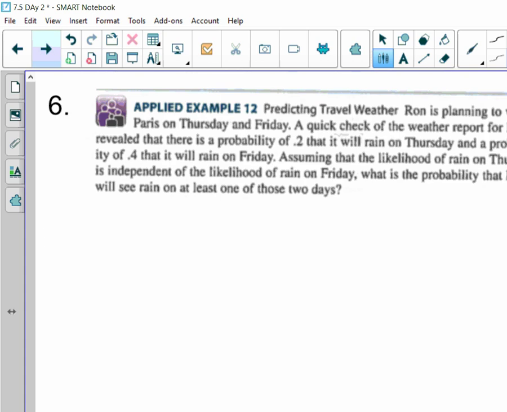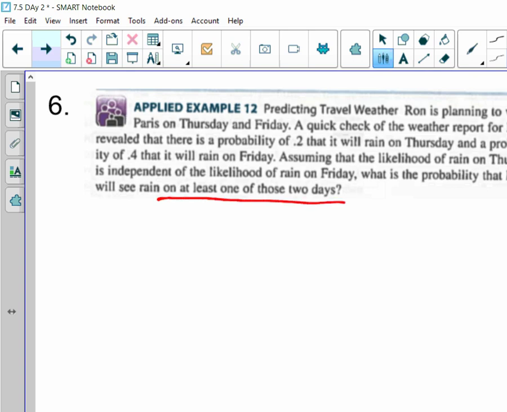And then I think that this might be my last one here. It says, predicting travel weather. Ron is planning to visit Paris on Thursday and Friday. A quick check of the weather report for Paris revealed that there's a probability of 0.2 that it'll rain on Thursday and a probability of 0.4 that it'll rain on Friday. Assuming that the likelihood of rain on Thursday is independent of the likelihood of rain on Friday, what's the probability that Ron will see rain on at least one of these 2 days?